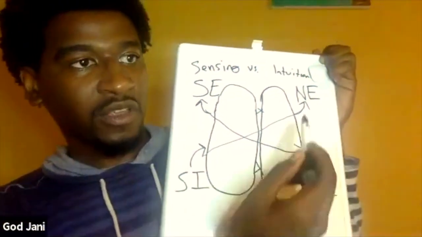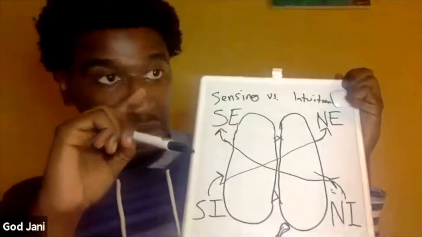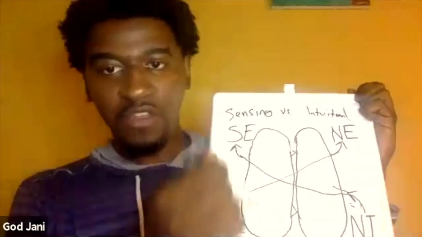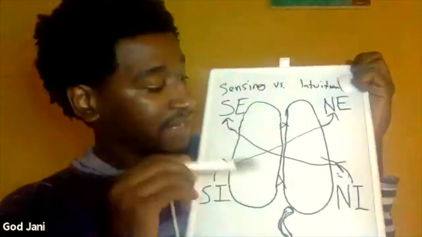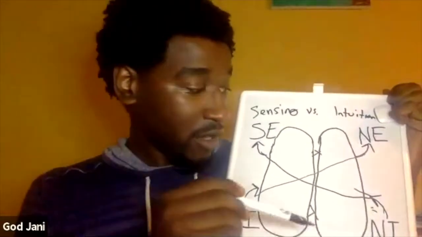And so to finish everything out and bring it all together, I basically explained sensing versus intuition on a basic level. We've understood how introverted sensing and NE work together, and how extroverted sensing works with introverted intuition. Now we have to say, how do you integrate all of these functions so that you can maximize your experience in life? Okay, and so here's what it is.